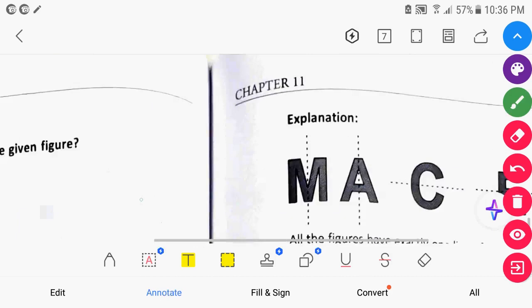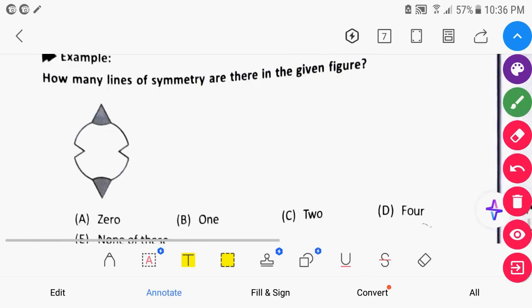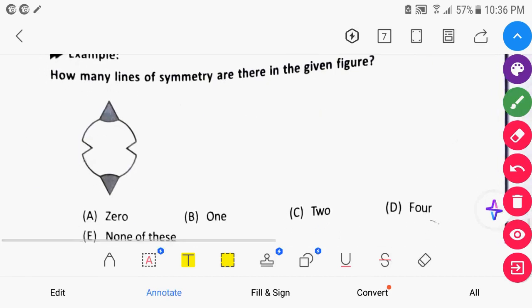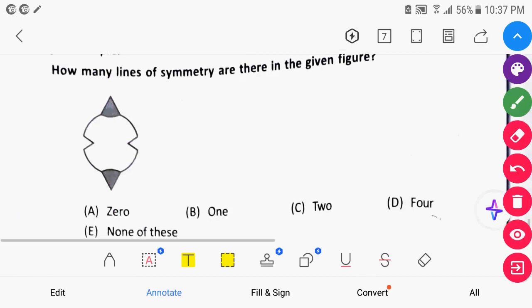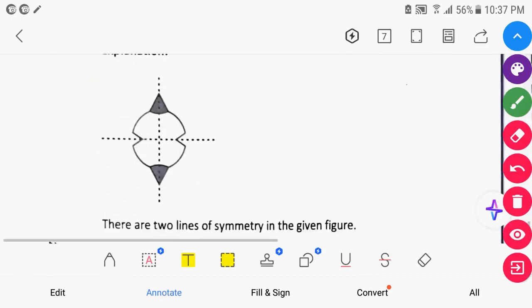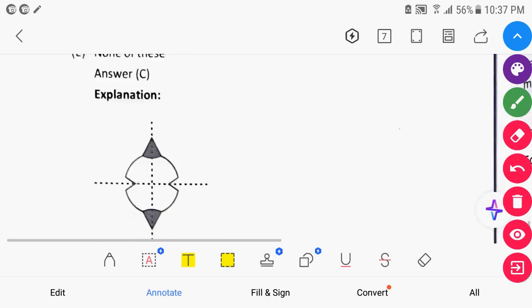Okay. Now how many lines of symmetry are there in the given figure? So the answer is, I think, 2. Okay. 2 is the correct answer.